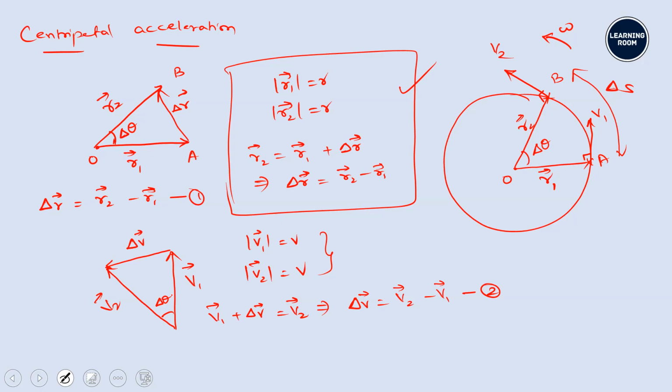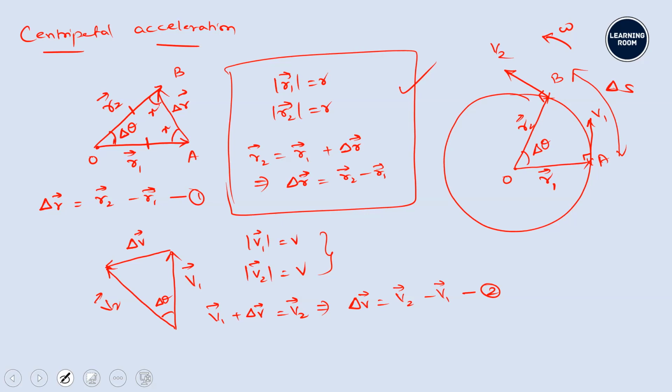Now, an important point to be noted here is that the magnitude of R1 is R and the magnitude of R2 is also R. Similarly, the magnitude of V1 is V and the magnitude of V2 is also V. So from this what I can conclude is OB and OA, that is this length and this length, are the same. So this forms an isosceles triangle in such a way that if I take this angle to be X, this angle will also be X.